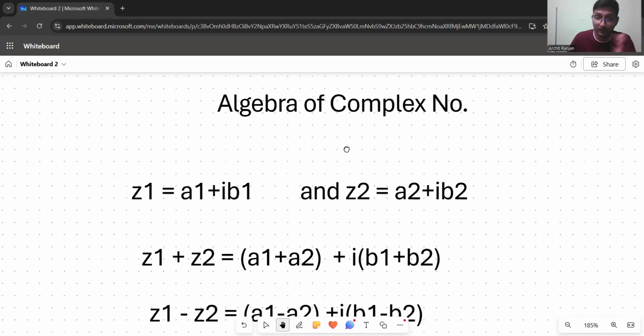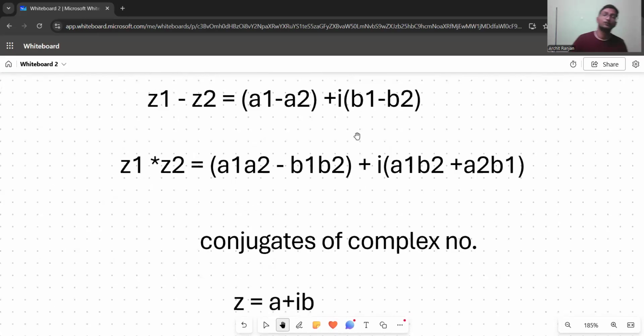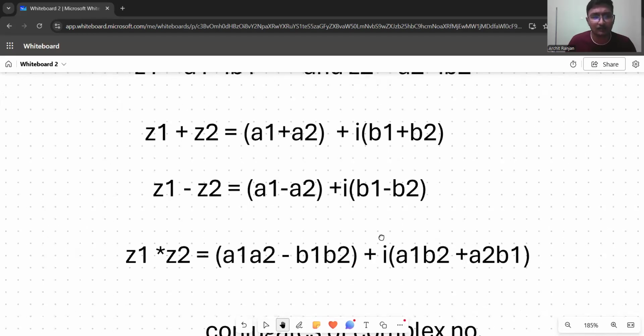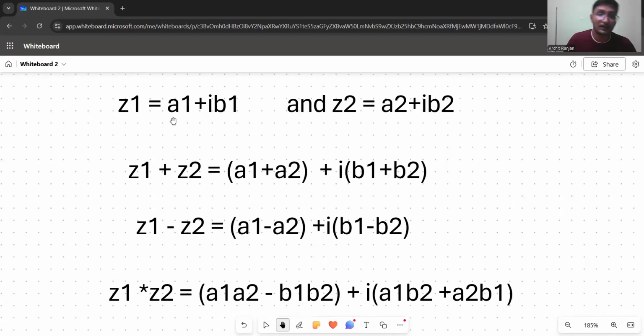So based on that we'll be doing Z1 into Z2. Basically we'll be multiplying Z1 and Z2 together, and obviously we get A1 times A2, A1 A2. We have A1 times iota B2, which is iota A1 B2. Similarly, iota B1 into A2, we get iota A2 B1. The only thing that occurs new is iota B1 into iota B2, which is minus B1 B2.